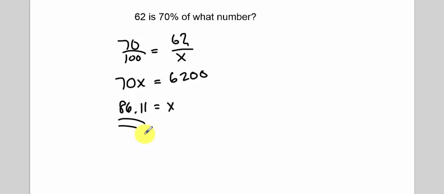If you set these up wrong and you go back and check, you'll find that this answer may not make any sense. So it's just a good idea to go back and check yourself.